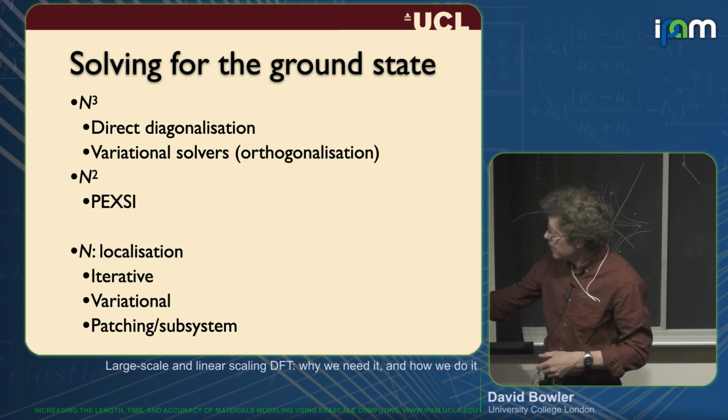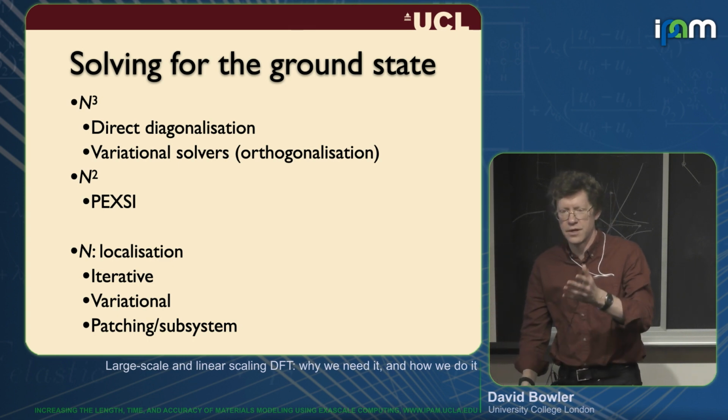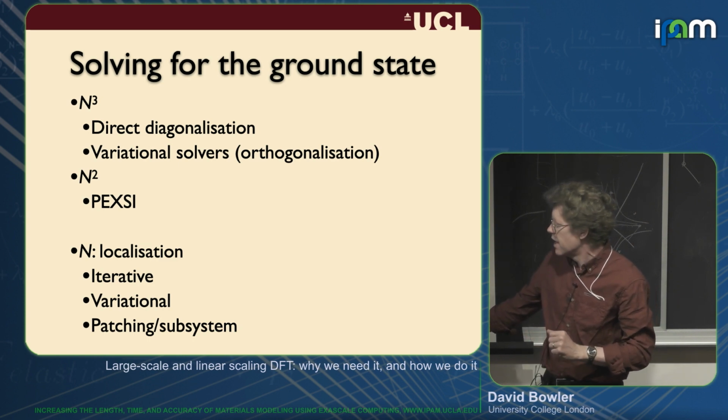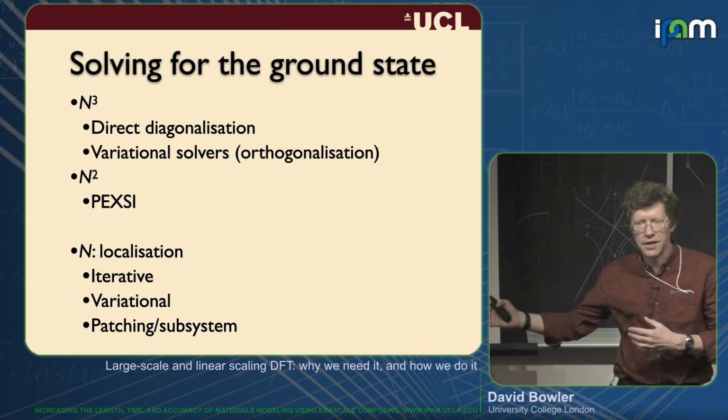And then you've got linear scaling, where you're imposing a localization on the density matrix, and roughly speaking, you can divide that into iterative methods, which is the kind of thing that Anders described, this SP2 method, variational, which I'll describe in a minute, and then patching or subsystem methods, which is what Nakano-sensei talked about.